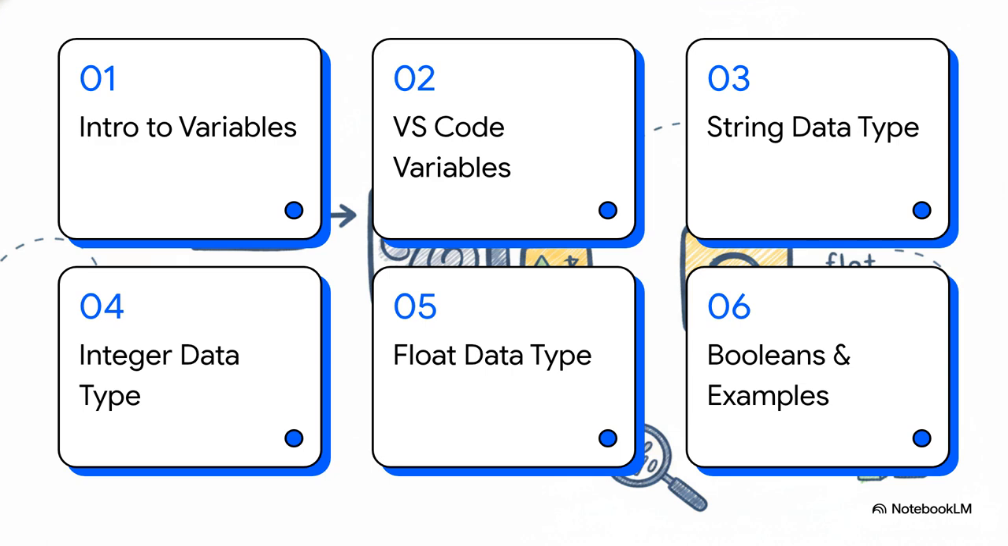First, an introduction to variables. Second, creating variables in VS Code. Then we'll dive into the data types: string, integer, and float. And finally, Booleans, alongside some real-world examples. Let's get right into it.